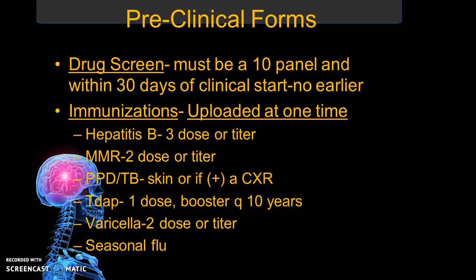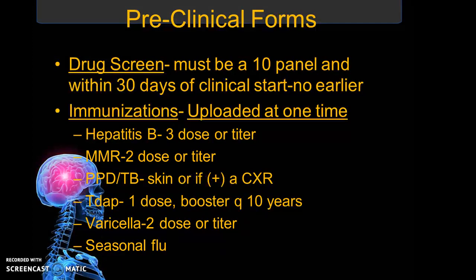Measles, mumps, and rubella as a 2-dose, or again, a titer if you can't document that. Your PPD, also known as TB, is a skin test, or if you happen to have a positive skin test, we will accept a chest x-ray. Again, we will need those results.